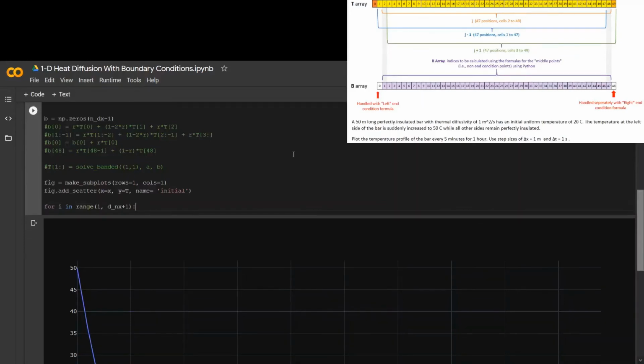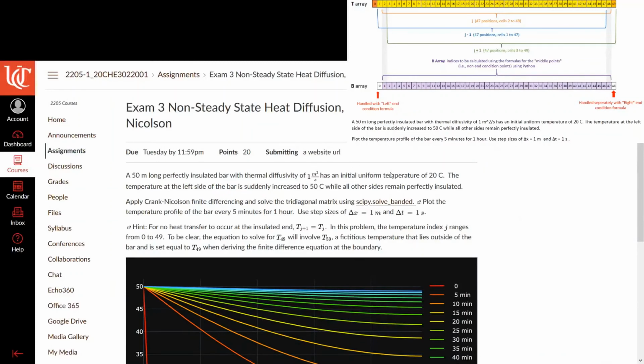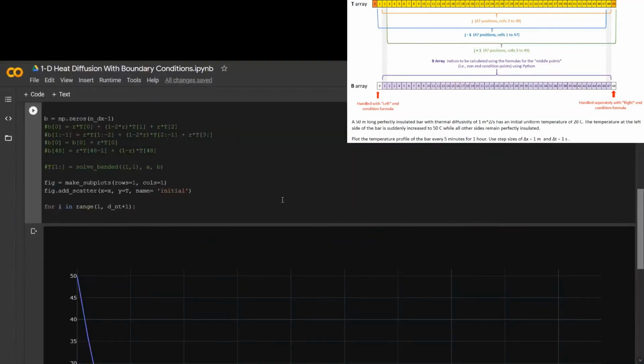No, we don't want to do that. This should be our time. Right, because we're going to be plotting, let's decide that when we're plotting, we're going to want to do it every 5 minutes. We want to plot every 5 minutes. Okay, so we're going into our loop now.